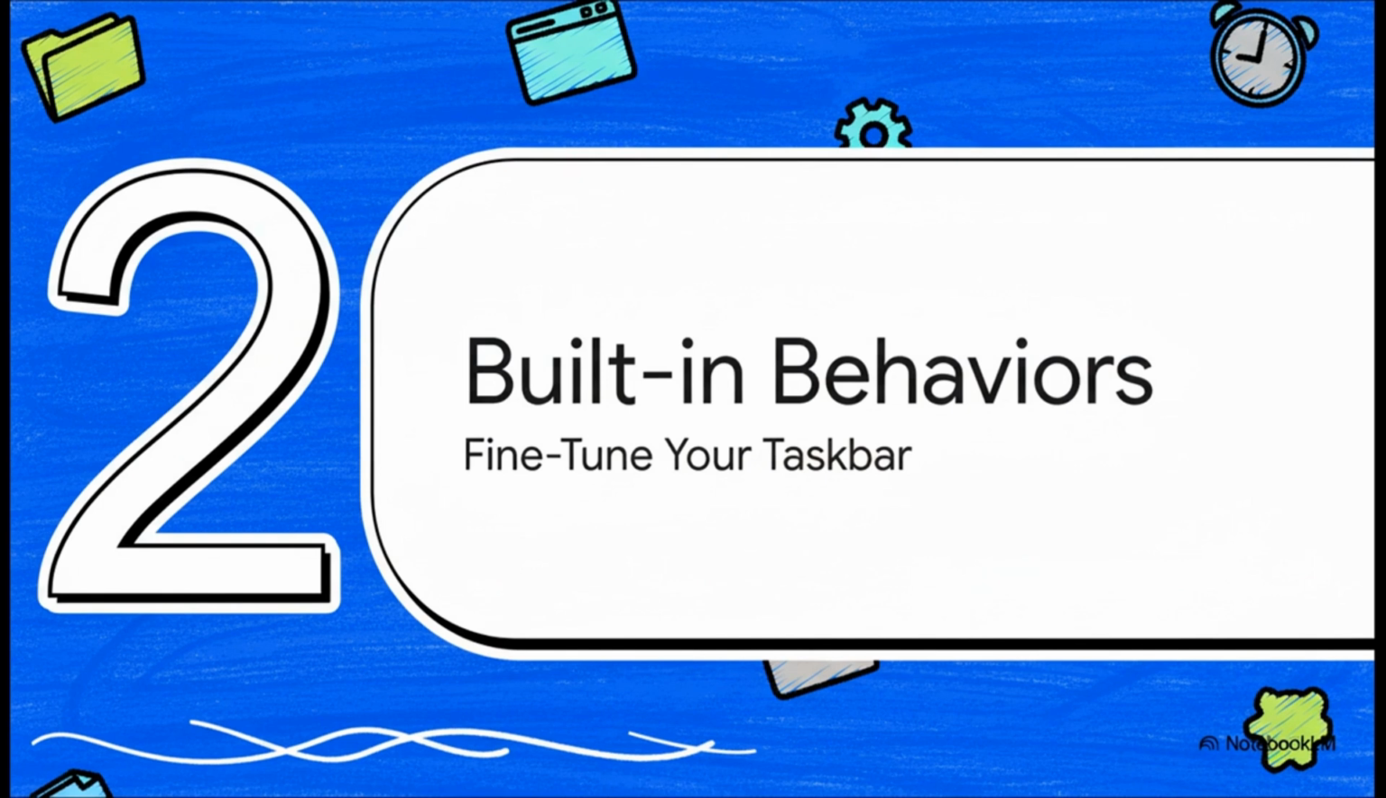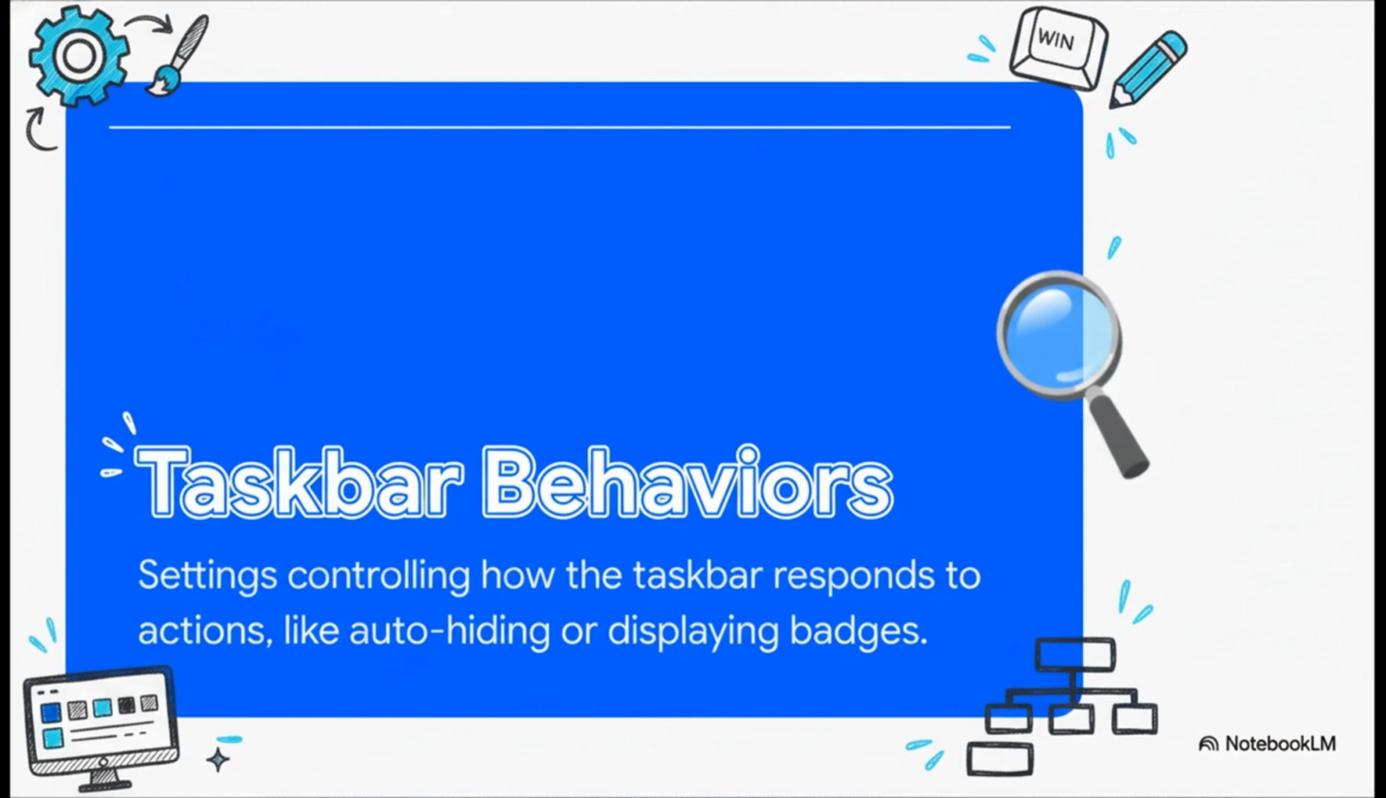Okay, basics are down. Now we're going to level up a little bit. Let's dive into some of the less obvious, but way more powerful behavior settings that are hiding inside Windows. So what in the world are taskbar behaviors? Well, you can think of them as the taskbar's personality. These settings control how it acts and reacts to what you're doing.